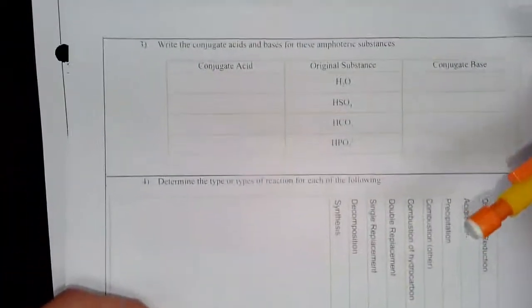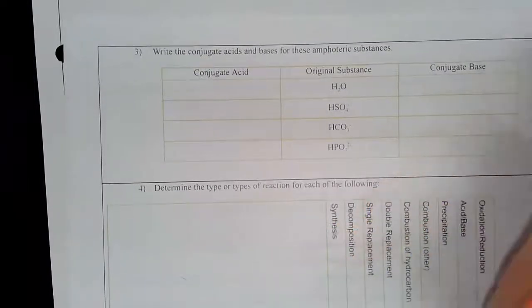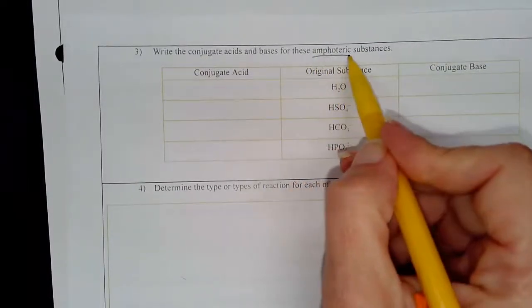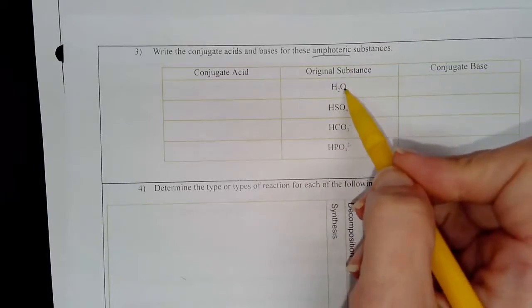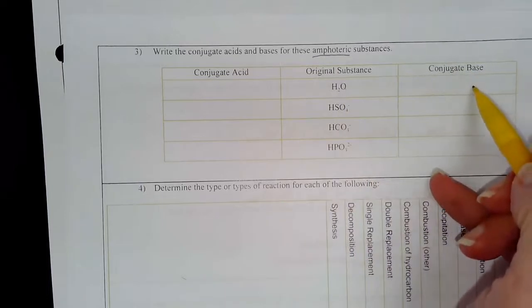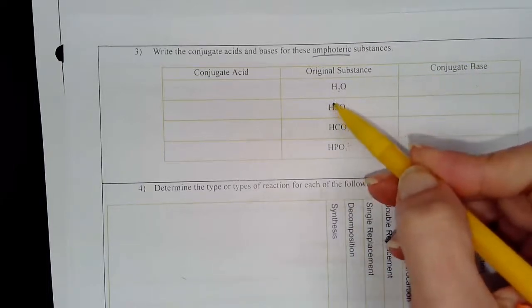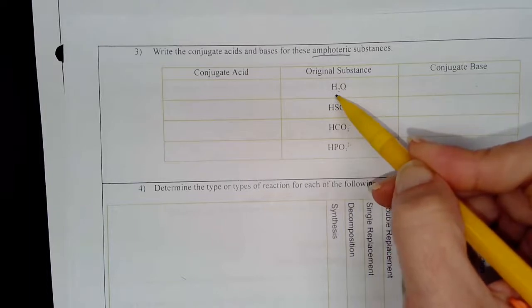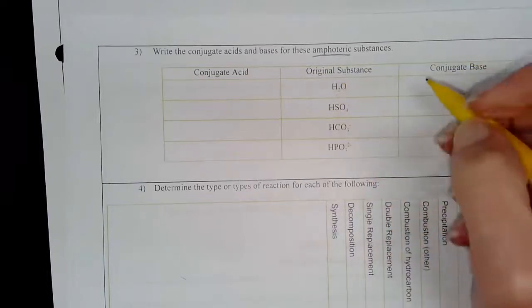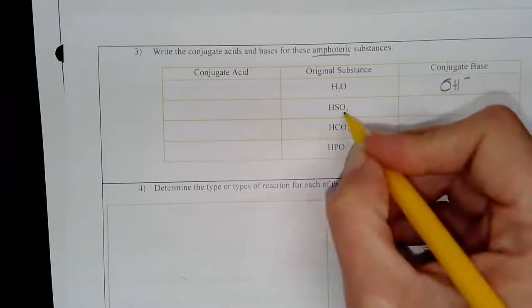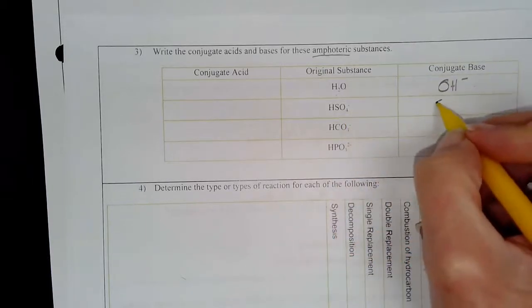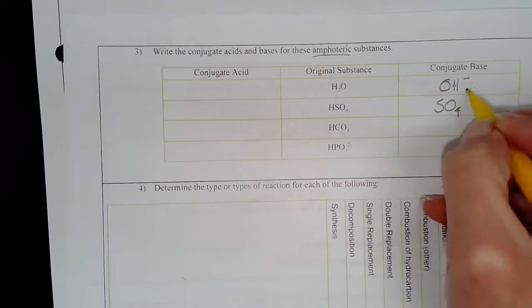Okay, let's take a look at writing conjugate acids and bases for these amphoteric substances. And we remember that amphoteric is a substance that can act like an acid or a base. So, starting with our substance, the conjugate base is what's going to be formed when our original substance acts like an acid, donating a proton. So if we take a proton away from water, what we're left with is the hydroxide ion. If we take a proton away from the hydrogen sulfate ion, what we're left with is the sulfate ion.